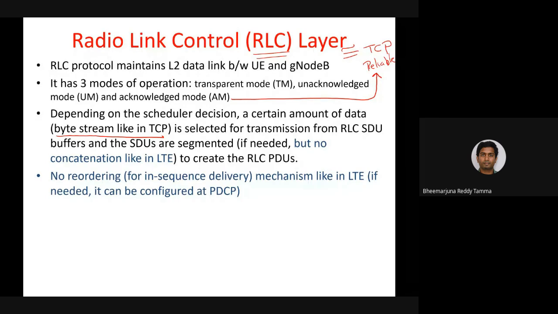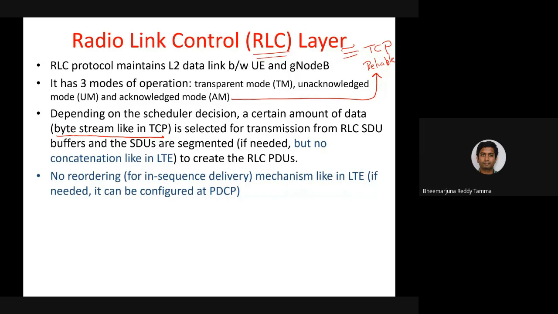Something similar happens in the case of the RLC layer, where the RLC layer gets the PDCP packets and stores them in its own buffer. And whenever the MAC layer decides to give one particular user or one particular QoS flow a certain amount of resources, that much data is taken out from this layer, packaged as a MAC frame, and sent over the air.